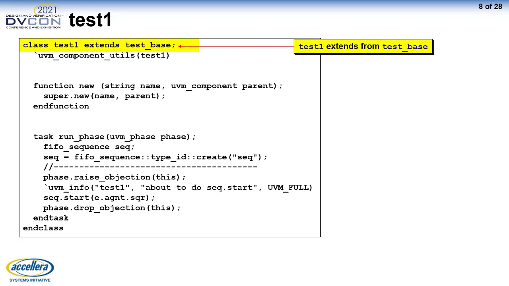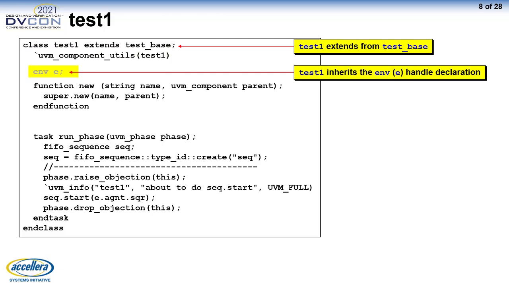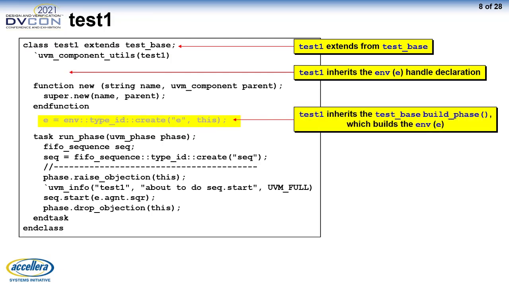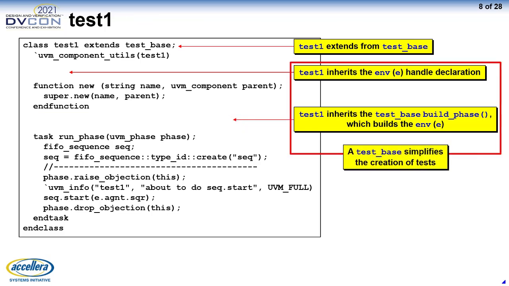The test1 class extends from the test base, which was shown on the previous slide. This test has inherited the environment handle from the test base and the build phase, which created the environment. There is no need to add the environment declaration or build phase to the extended tests. So the test base has simplified the creation of tests.